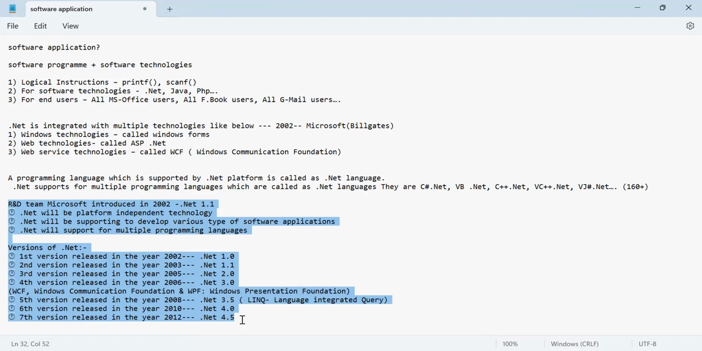Don't miss the version and the year: .NET 1.0, 1.1, 2.0. And remember, I will ask what the fourth version is, and immediately people should say 3.0 and what it has been introduced with also.